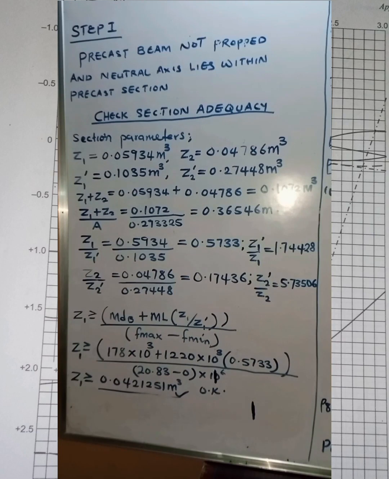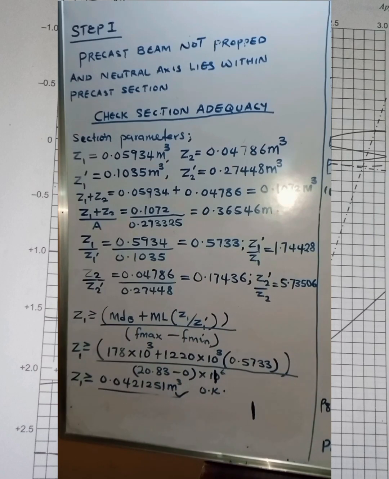So we're going to substitute them into the expression for Z1. If we substitute them, we'll have that Z1 should be greater than 0.0421251 cubic meters. Okay, so let's check for that. Remember that our Z1 is 0.059, and here we have our Z1 to be greater than 0.042, which is true. So if that is true, it means that is okay.